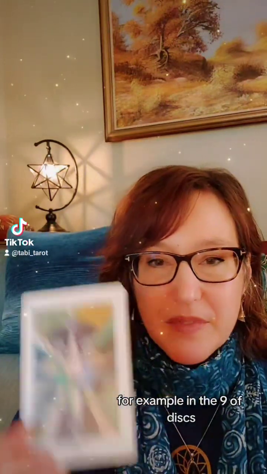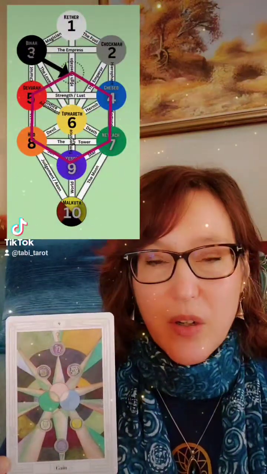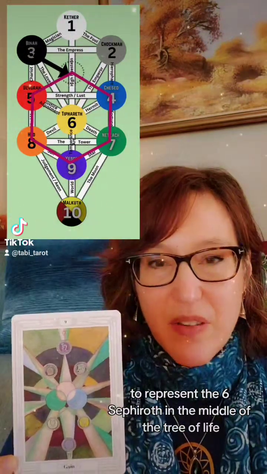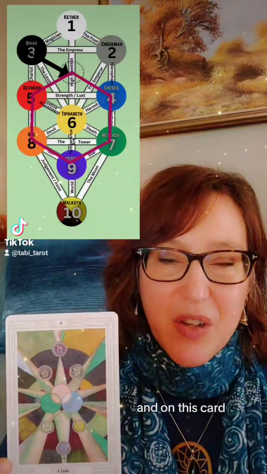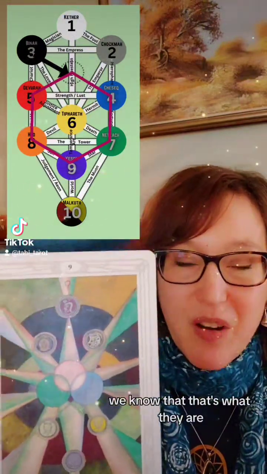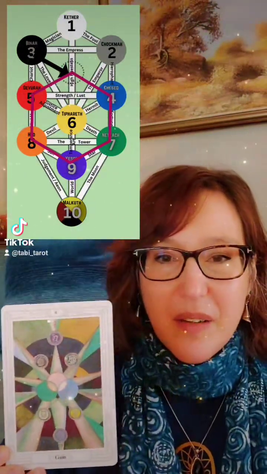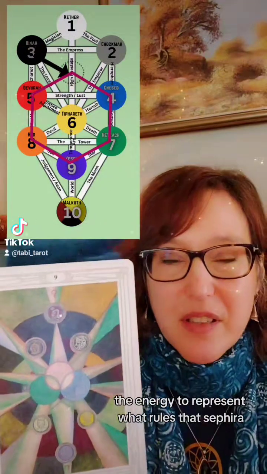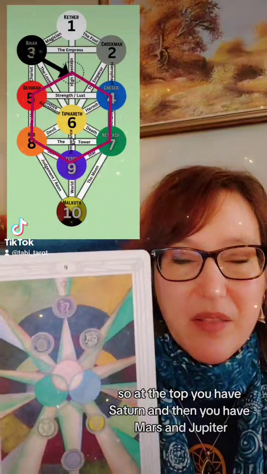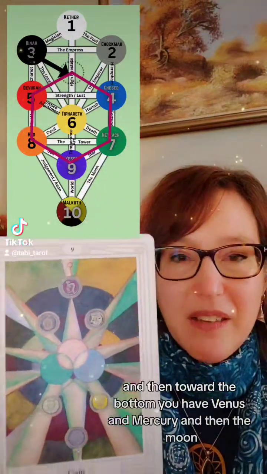For example, in the Nine of Discs, you can see the 6 coins, and they are arranged to represent the 6 Sephiroth in the middle of the Tree of Life. And on this card, in the coins, we know that's what they are because there are little drawings on the inside to represent the energy, to represent what rules that Sephira. So at the top you have Saturn, and then you have Mars and Jupiter, and then toward the bottom you have Venus and Mercury, and then the Moon.